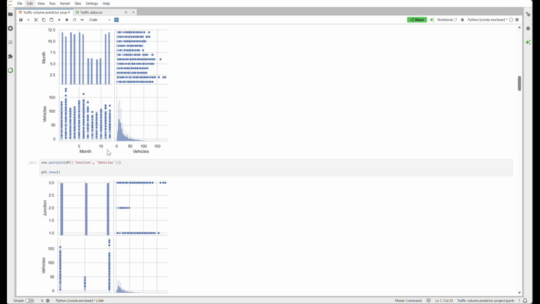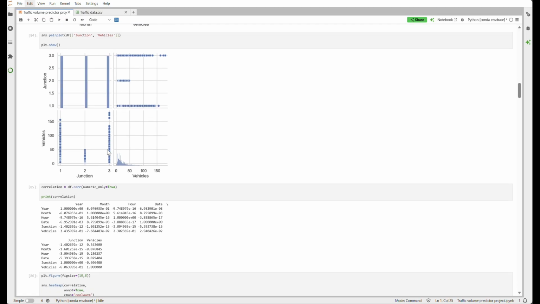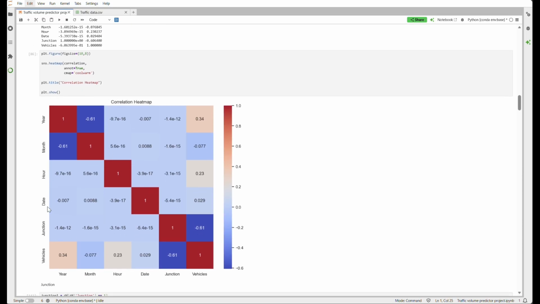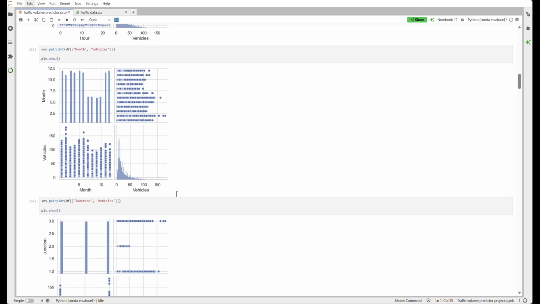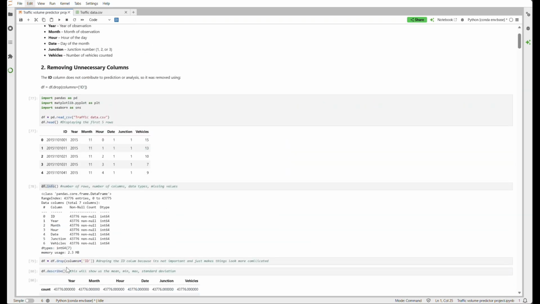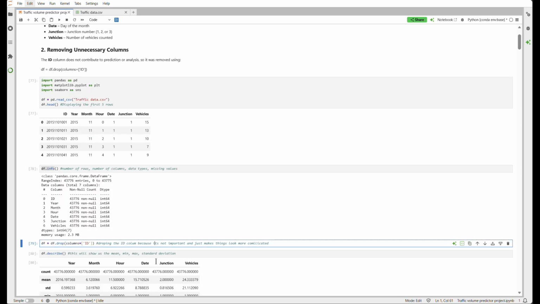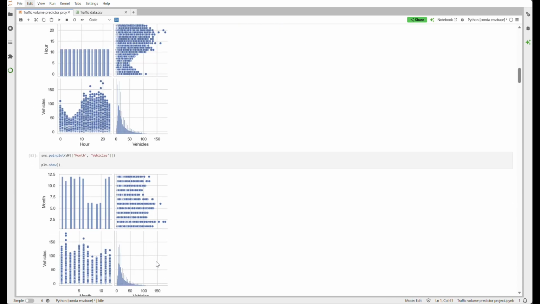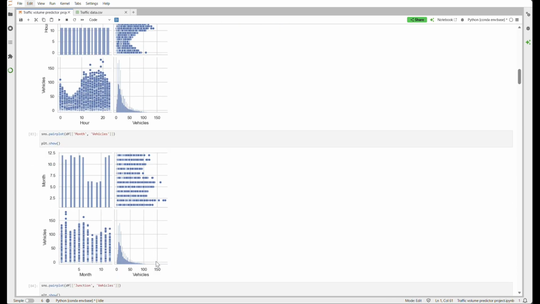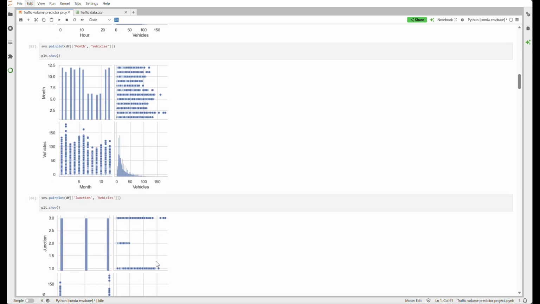I also created a correlation heat map to examine the relationship between numerical variables. The heat map showed that hour had some relationship with traffic volume, although the correlation was not extremely strong. During pre-processing, I removed unnecessary columns such as the ID column because it only acted as a unique identifier and did not contribute meaningful information to the traffic prediction. Removing unnecessary columns simplified the dataset and improved readability during analysis and modeling.